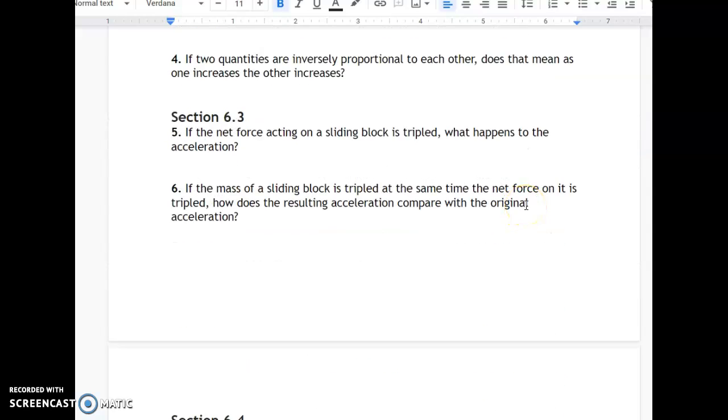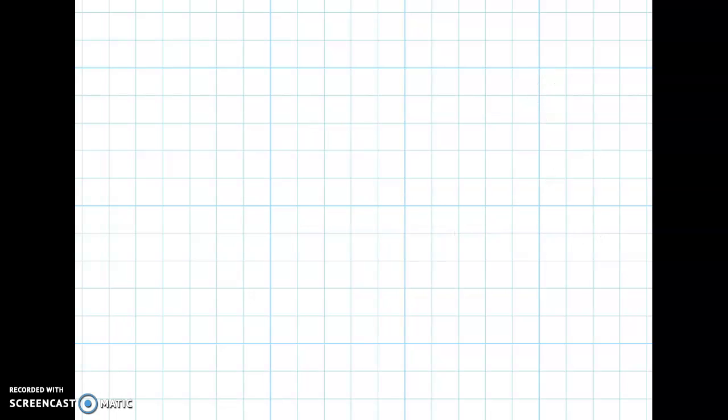So number 6, if the mass of the sliding block is tripled at the same time the net force on it is tripled, how does the resulting acceleration compare with the original acceleration? And this question might seem like it's really hard, but go ahead and draw a picture of what it's asking you to look at.